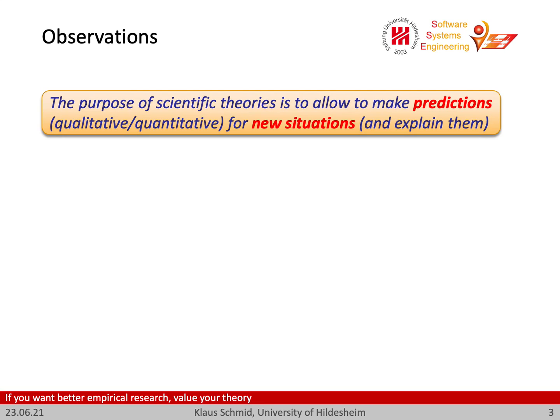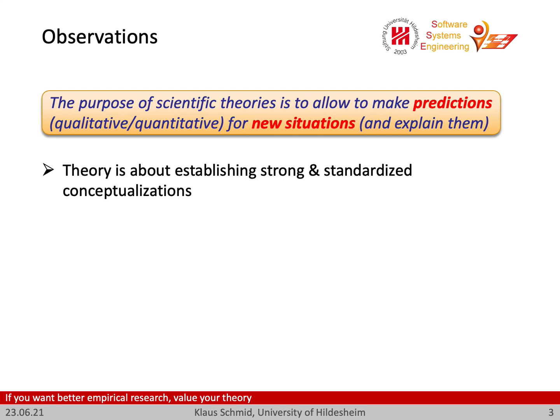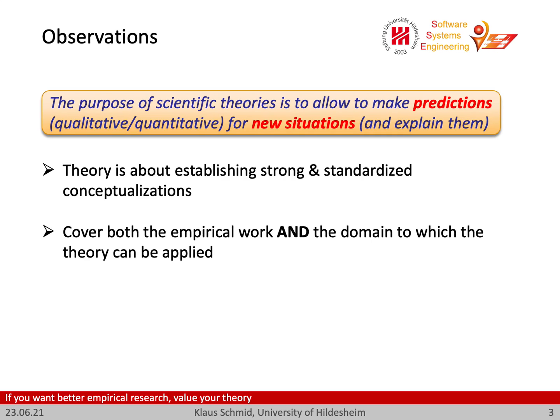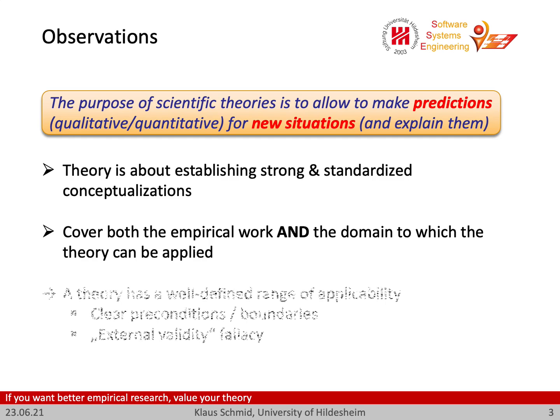So the purpose of any scientific theory is to allow us to make predictions, qualitative or quantitative, for new situations, and along the way to explain them. What that means is a theory needs to establish strong and standardized concepts to describe these situations. And it does not only need to describe this for the specific empirical study, but in order to be applied in new situations, it needs to describe it for the larger domain to which something should be applied.